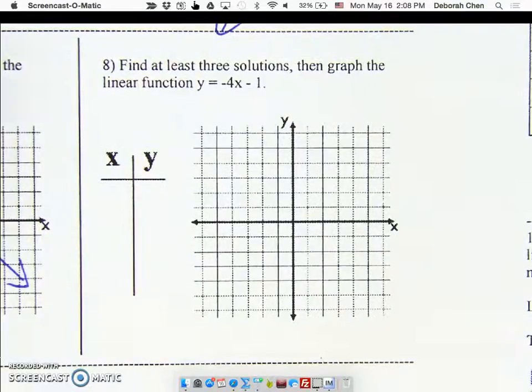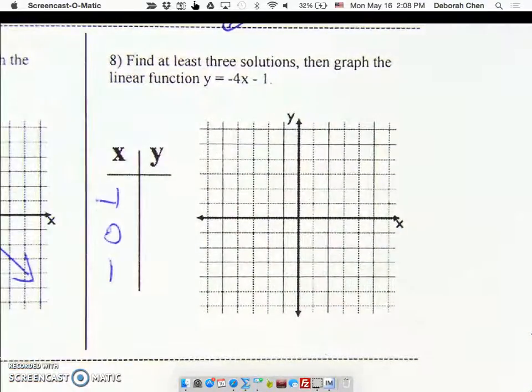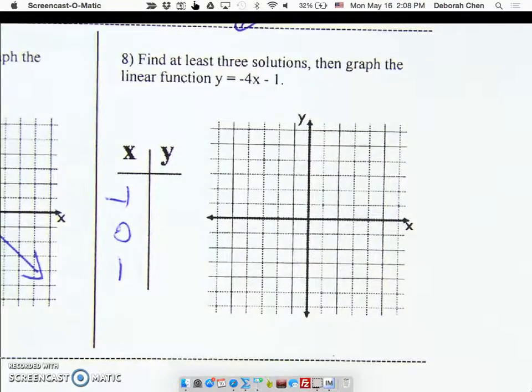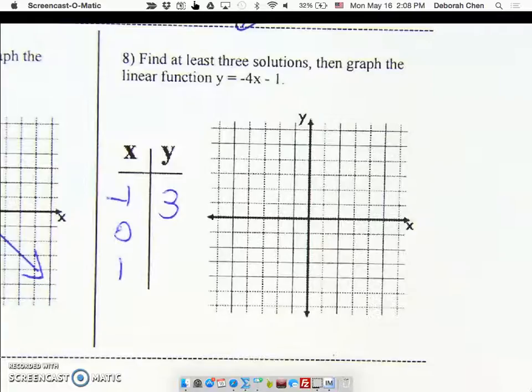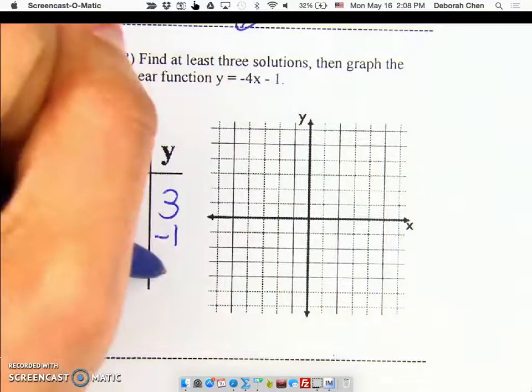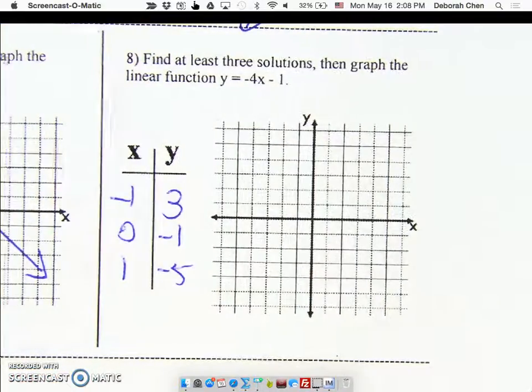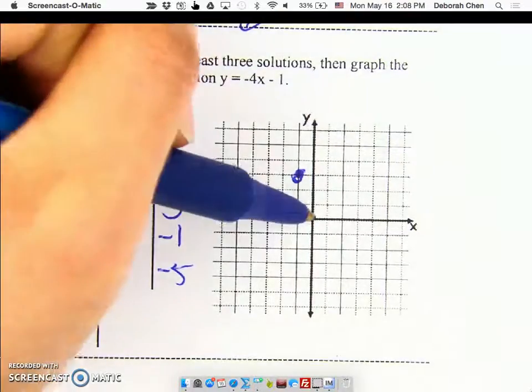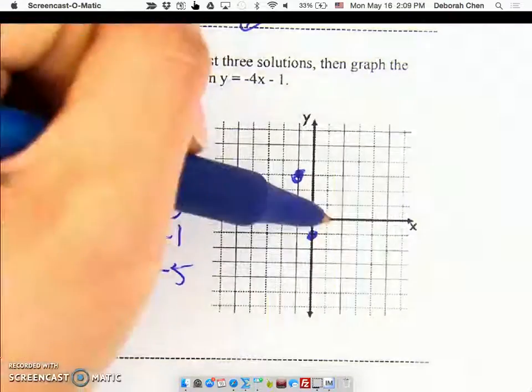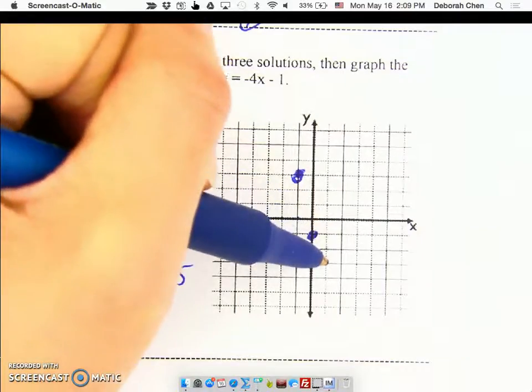Pick really, really easy numbers, like these 3. -1 times -4 is 4. 4 minus 1 is 3. Okay, -4 times 0 is 0, minus 1 is -1. -4 times 1 is -4. -4 minus 1 is -5. There I have my 3 points: -1, 3. 0, -1. 1, -5.